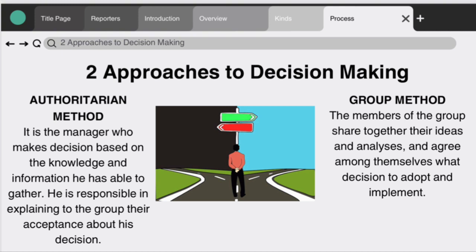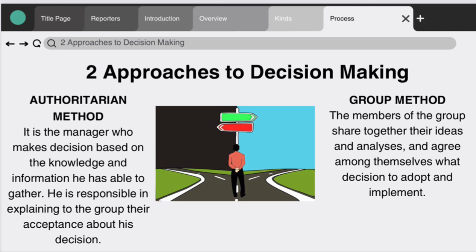It is the manager who makes decisions based on the knowledge and information he has been able to gather. He is responsible for explaining to the group, so they accept his decision. In authoritarian method, managers are the ones who gather information. Typically, managers here make choices and decisions based on their knowledge and judgment, which is also based on the information and data that the manager gathers. And managers here rarely accept opinions or advice from their coworkers. It typically happens when the project has a deadline.